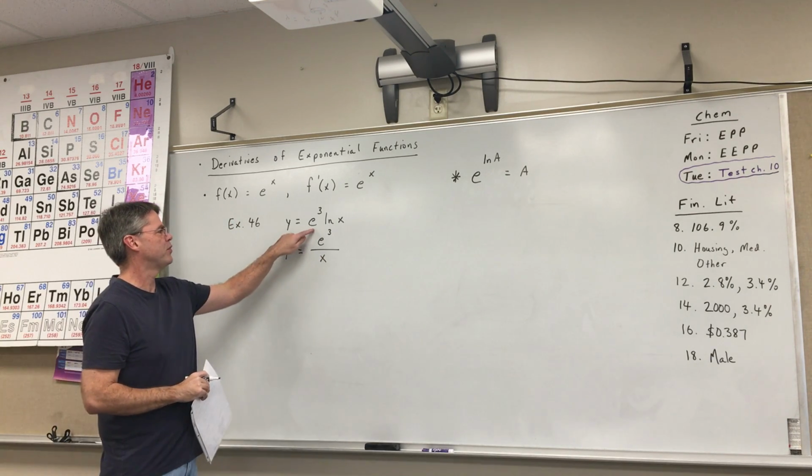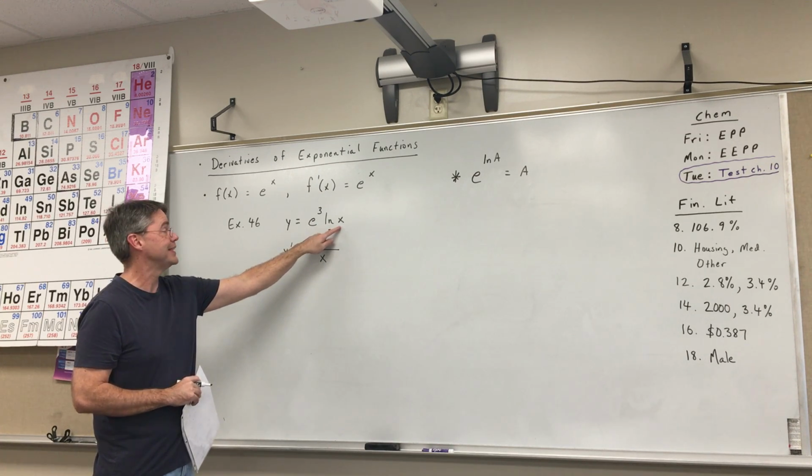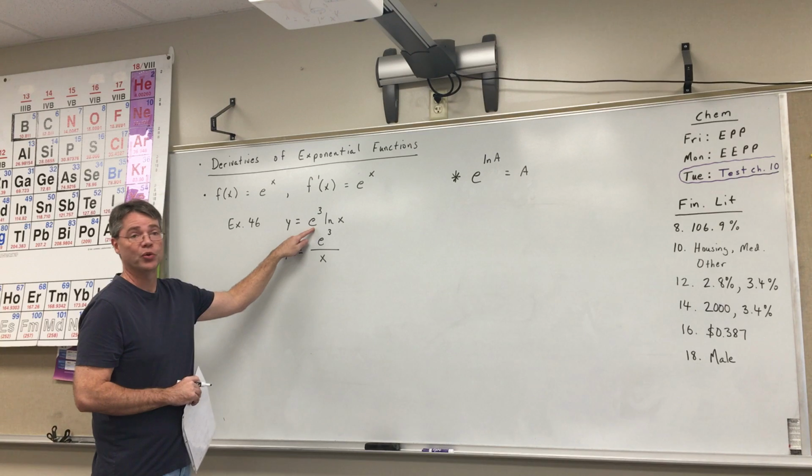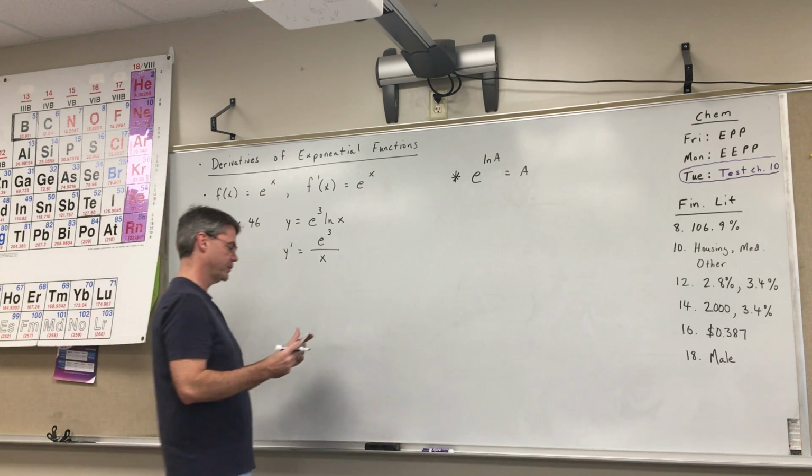Another way to think of it is the first, e cubed, times the derivative of the second, 1 over x, plus the second, natural log of x, times the derivative of the first, which is 0. And that would still give you e cubed over x.